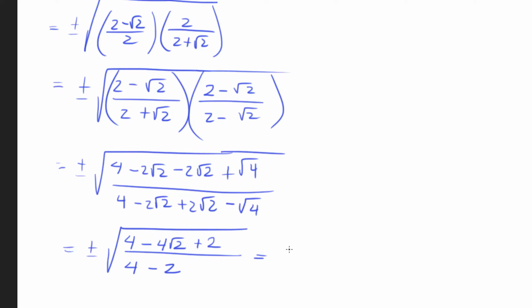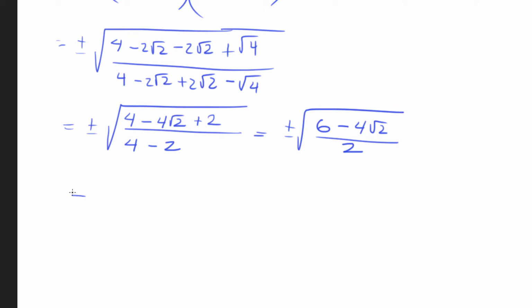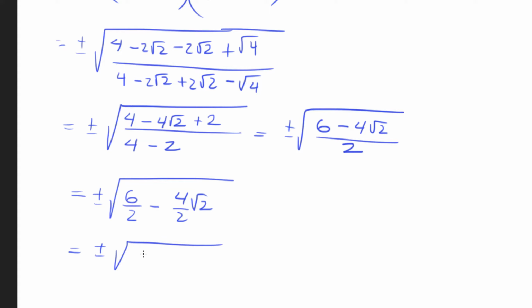So let's continue here. 4 plus 2 is 6, so this is 6 minus 4 radical 2 over 4 minus 2, which is 2. Now, whenever you have a subtraction or addition in the numerator and nothing in the denominator except a number, you can split it into two fractions. So you have 6 over 2 minus 4 over 2 radical 2. That can be simplified: 6 divided by 2 is 3, 4 divided by 2 is 2, radical 2.